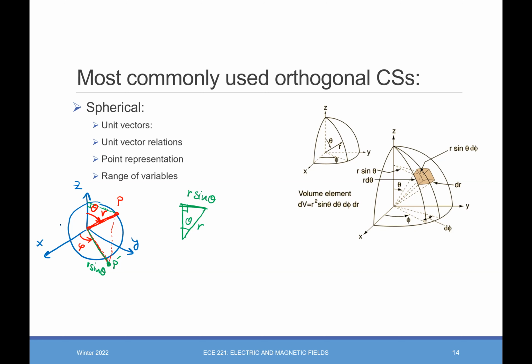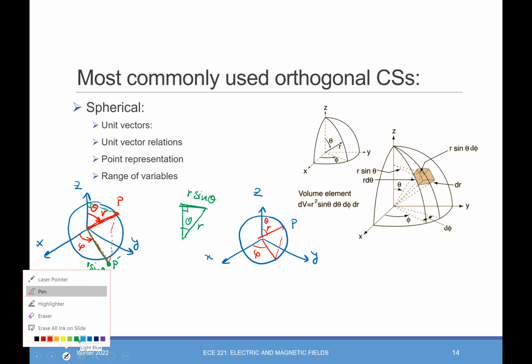Now we have to define the unit vectors. This is too busy, let me draw another one. X, Y, Z, and this is our point P. We established that this is R, this is theta, and the projected one, for example, this is phi. For each variable that we define, we are going to define a unit vector.